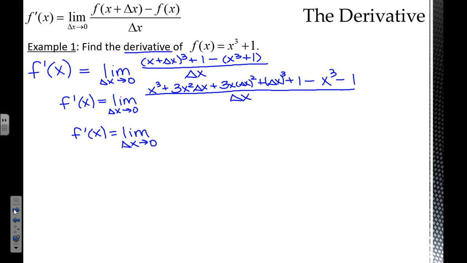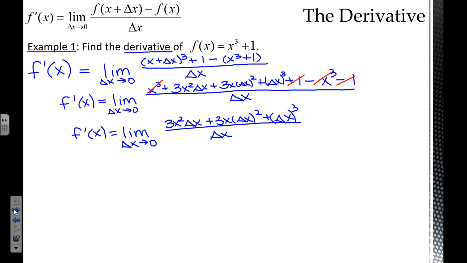Okay? So now let's go ahead and reduce this down. What happens? X cubed cancel and our 1's cancel. Basically anything that doesn't have a delta x goes away. Alright, so we are left with 3x squared delta x plus 3x delta x squared plus delta x cubed all over delta x. Okay? Notice how all 3 terms in our numerator have a delta x in common.